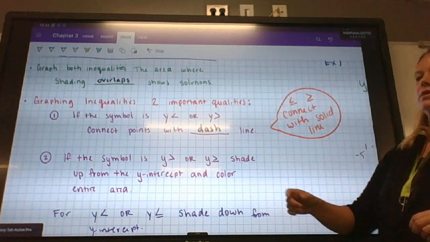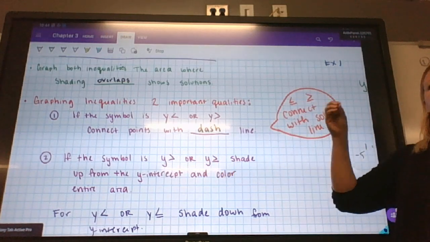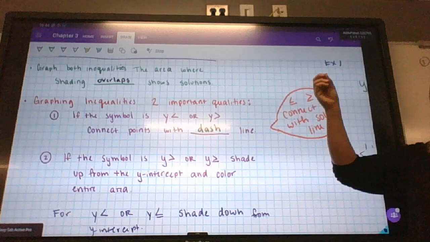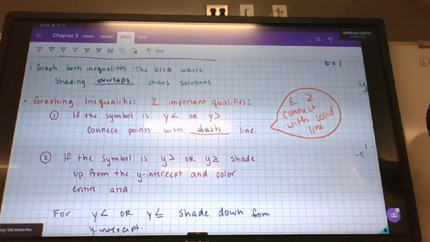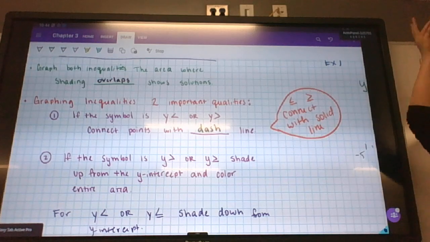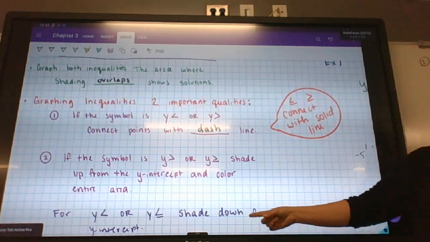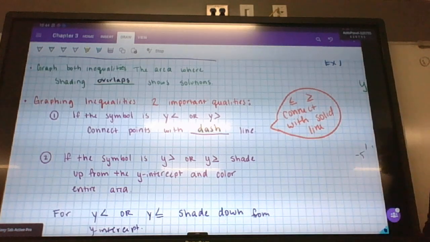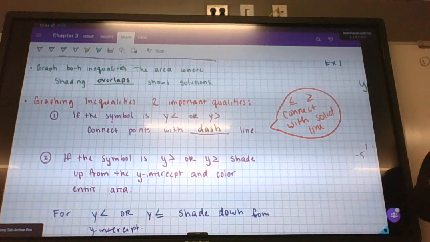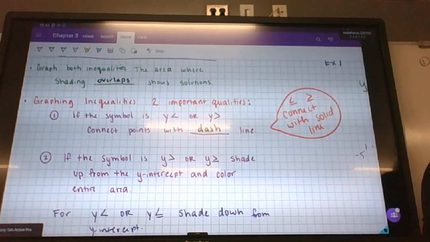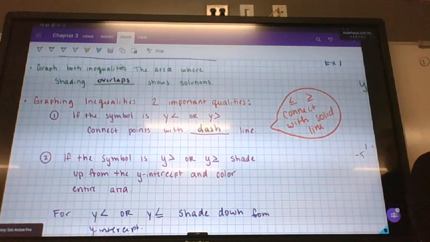If the symbol is y greater than or y greater than or equal to, you're going to put your pencil on your y-intercept and you're going to shade up, because greater is up. Numbers get greater going upward. So for these, you shade up. But if your symbol is y less than or equal to, you put your pencil on the y-intercept and you shade below it, because less than is lower. And then we're going to do one example and I'm done.